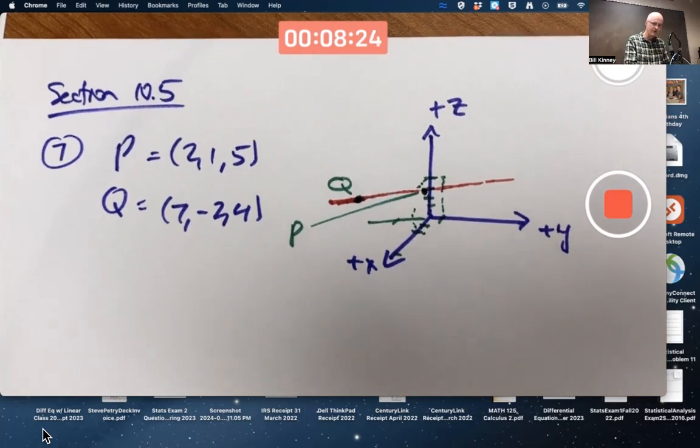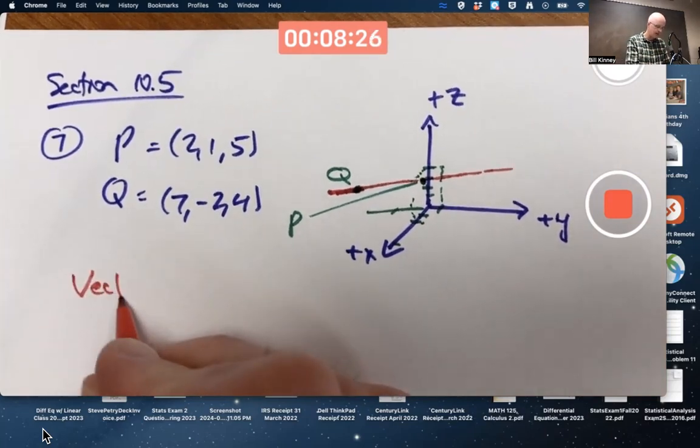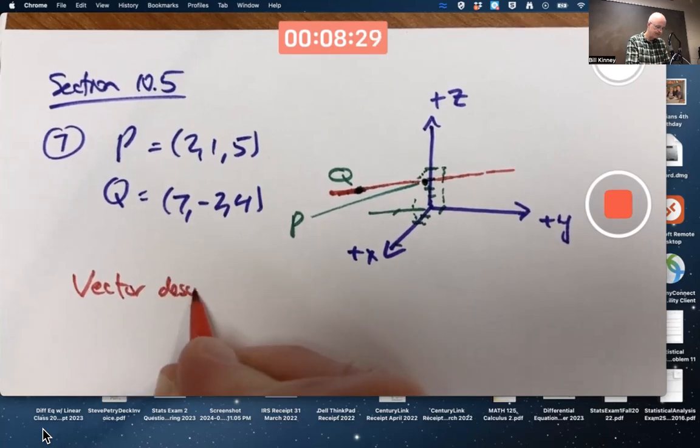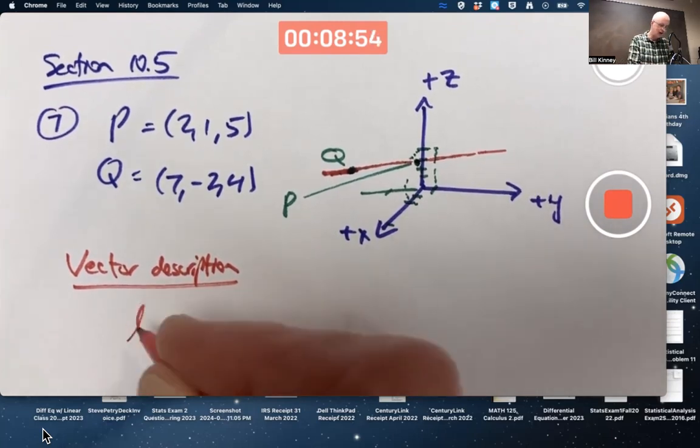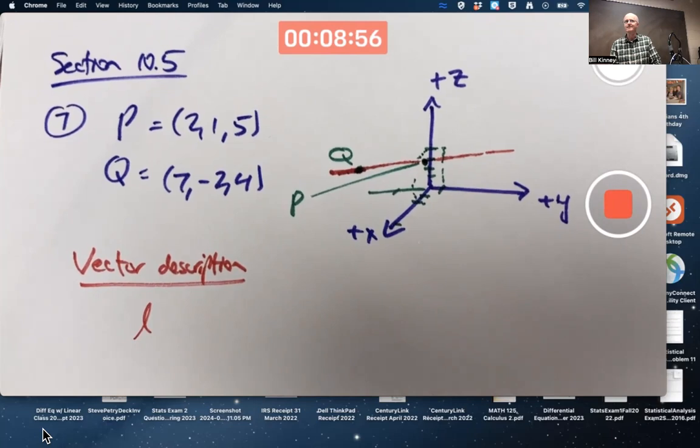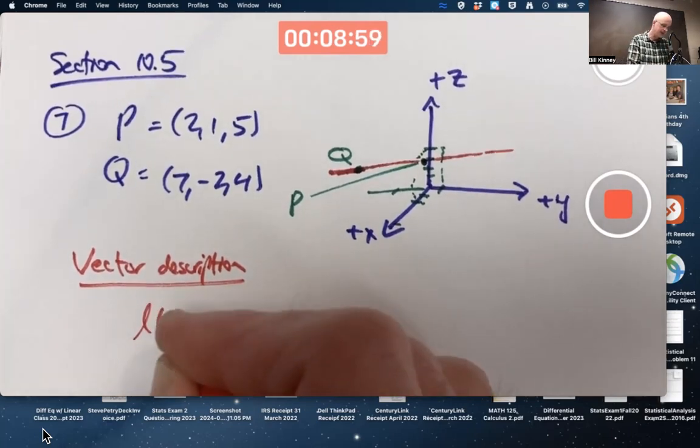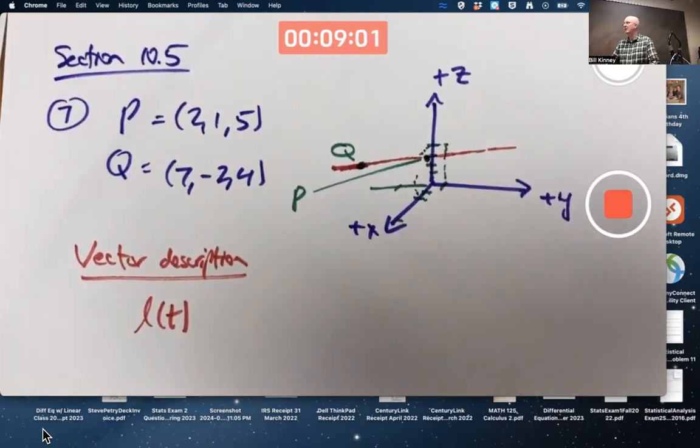What is the first way? The vector way. Vector description. All these ways, well, the first 2 ways, the vector description and the parametric equations, are functions of a parameter typically called t, typically thought of as being time, though it doesn't have to be time. Our textbook uses a cursive lowercase l as the name for this function of t, L for line.